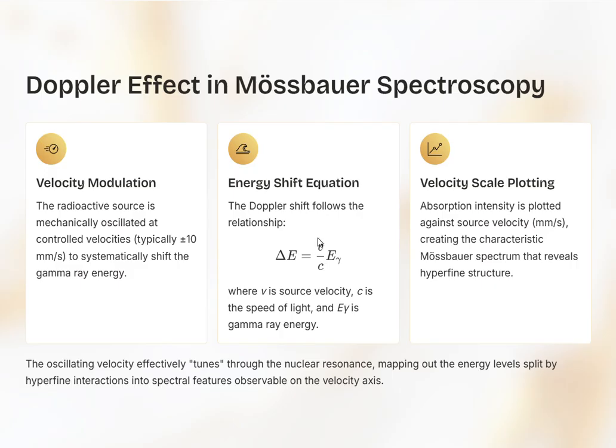V is the source velocity, C is the speed of light, and Eγ is the gamma ray energy. On substituting these three values, we get the Doppler shift, or frequency shift. Also, in velocity scale plotting, absorption intensity is plotted against the source velocity. Source velocity is generally taken along the x-axis and absorption intensity along the y-axis. We will get the Mossbauer spectrum that reveals hyperfine structure.